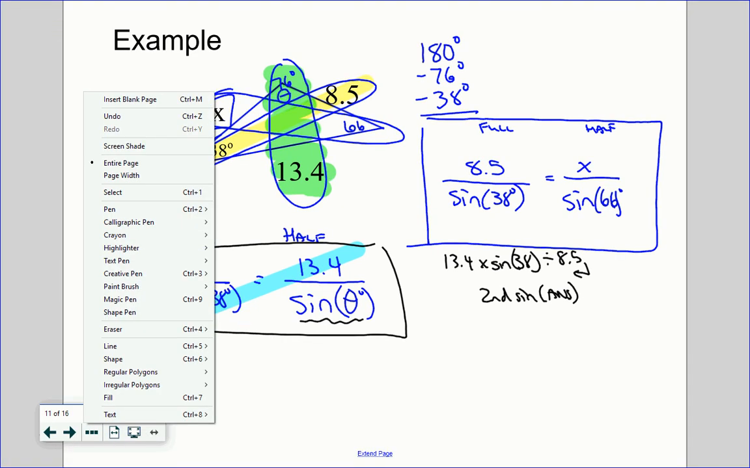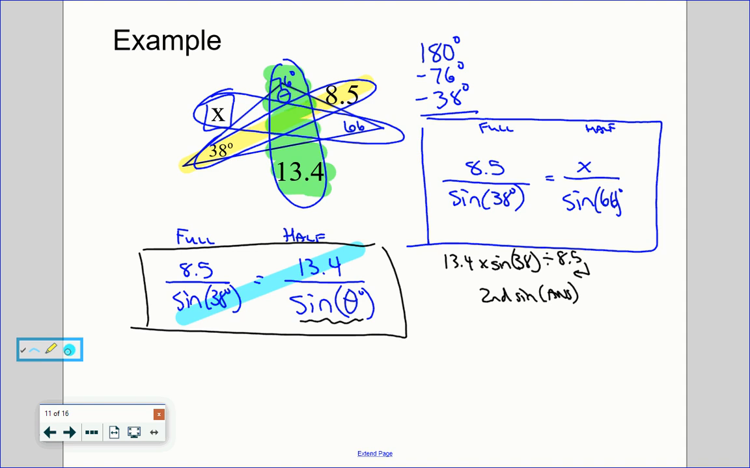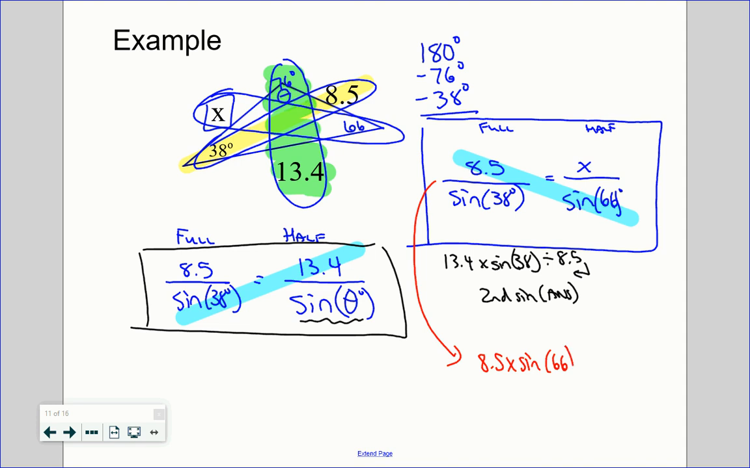So we're going to multiply the one that does not have the letter. There's the letter x, so my diagonal runs that way. On my calculator, I'm going to go 8.5 times sine 66, finish off the bracket, divide by sine 38, finish off the bracket. Now, this is going to be done in one step. I don't have to go second sine because I'm not looking for an angle, I'm looking for a side length. So it's just this one step and then you're done.